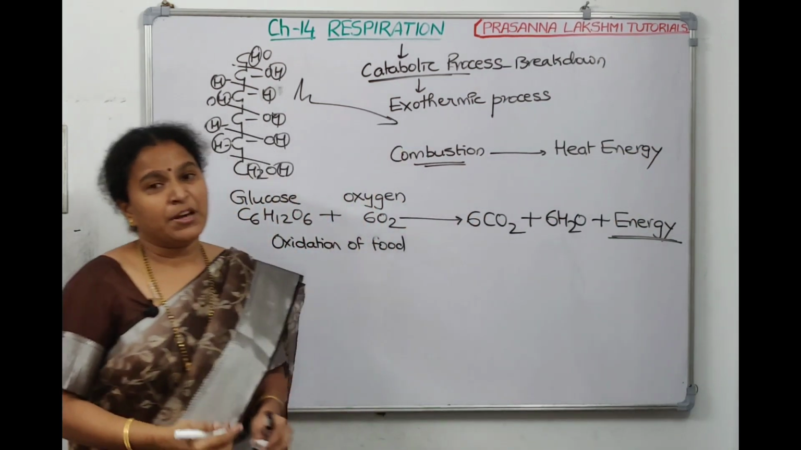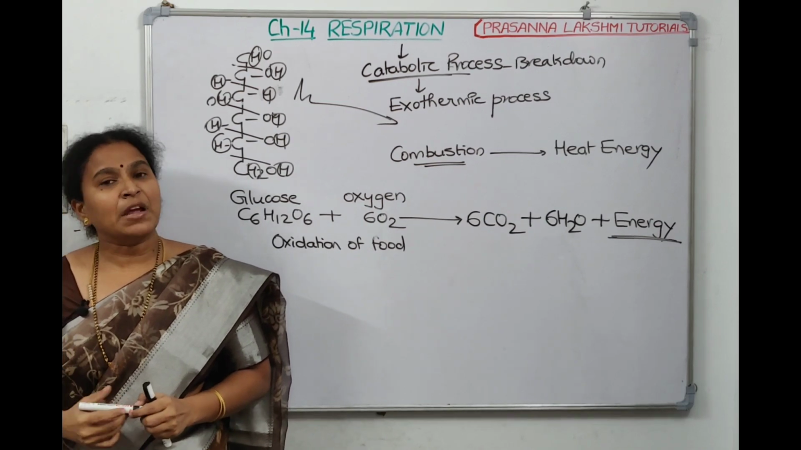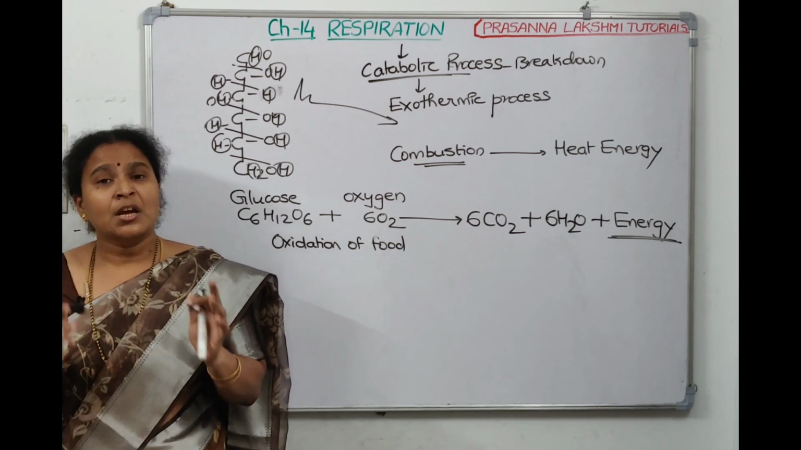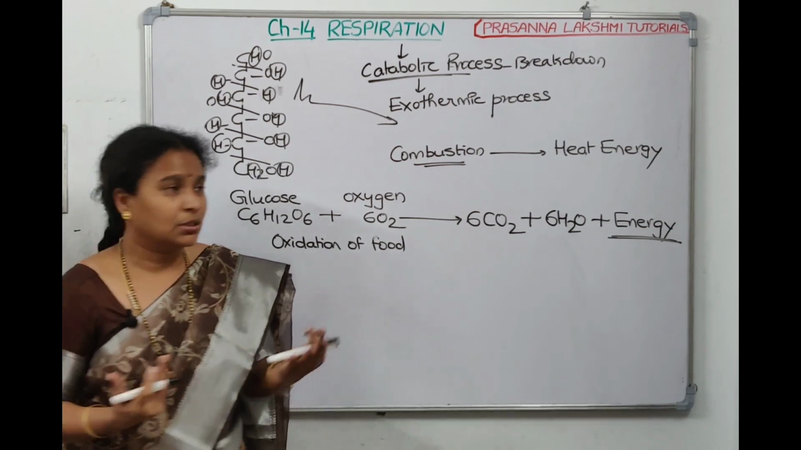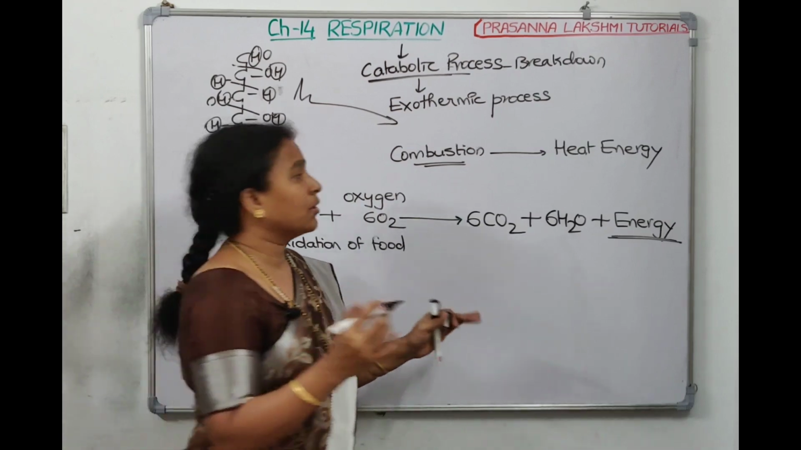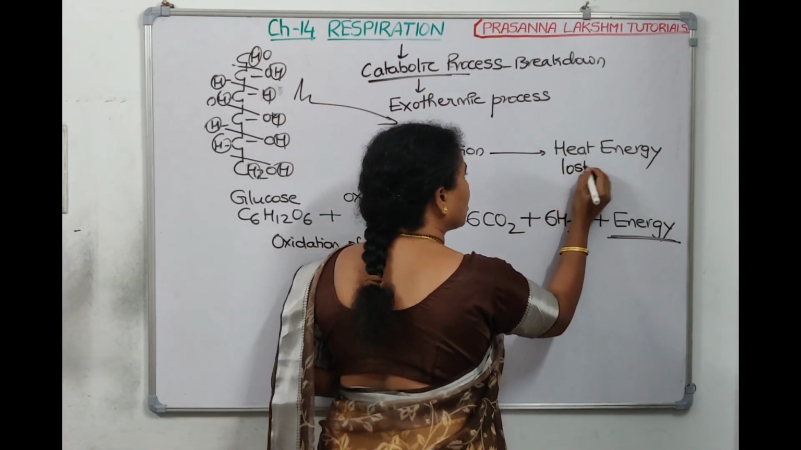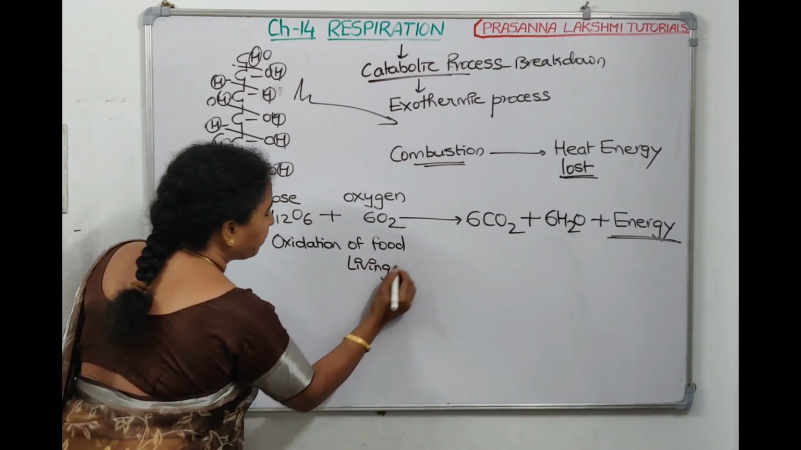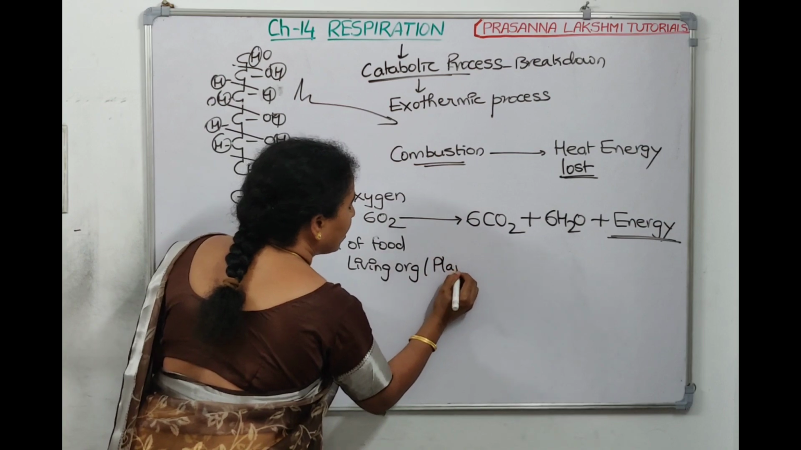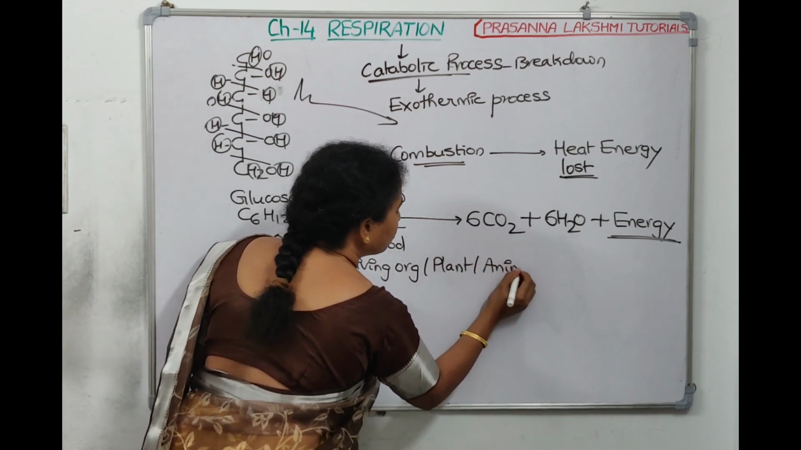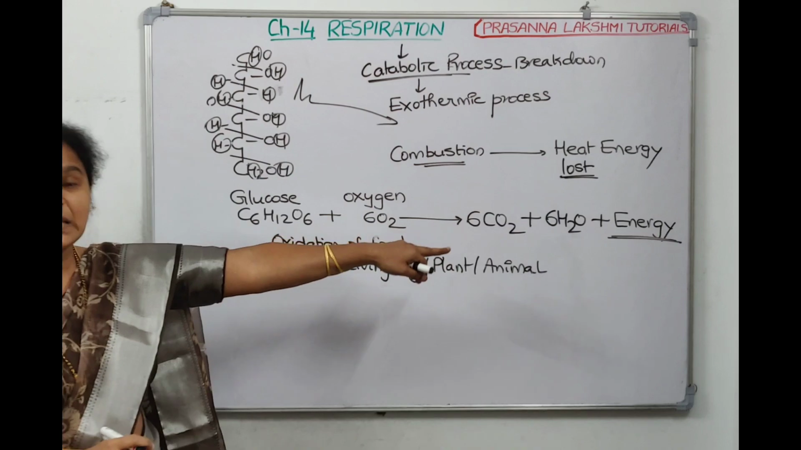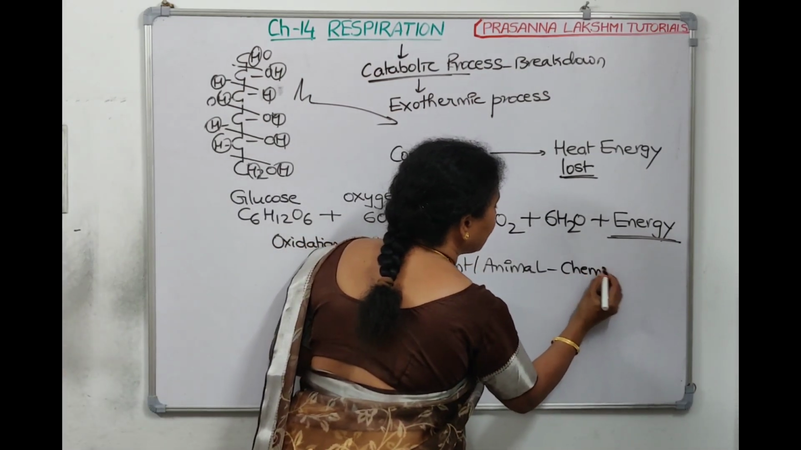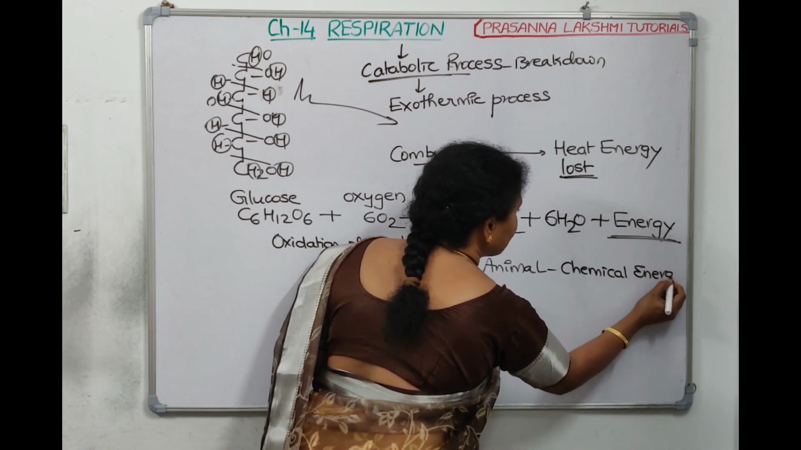When you burn a compound outside, we call it combustion. In combustion, energy will be released as heat energy, but that heat energy will be lost, dissipated, distributed out, right? The heat energy will be lost. So that is why living organisms like plants or animals don't release heat energy. Instead, they convert it into chemical energy.